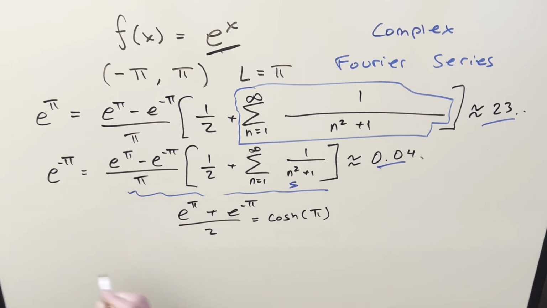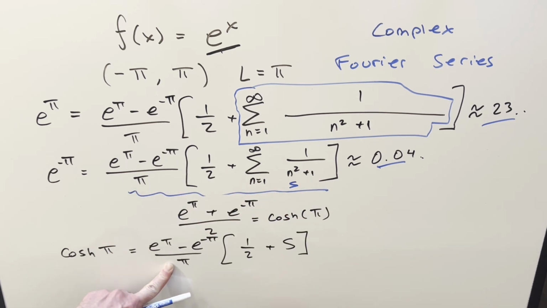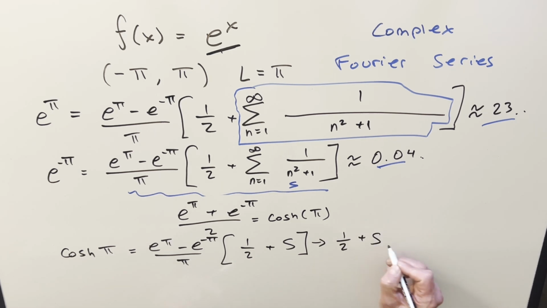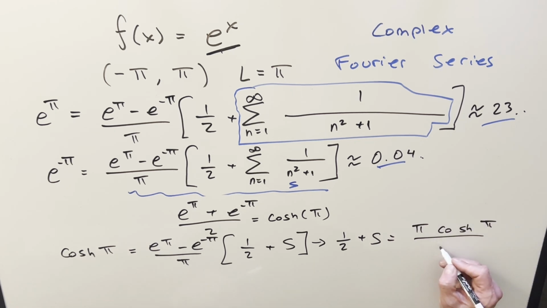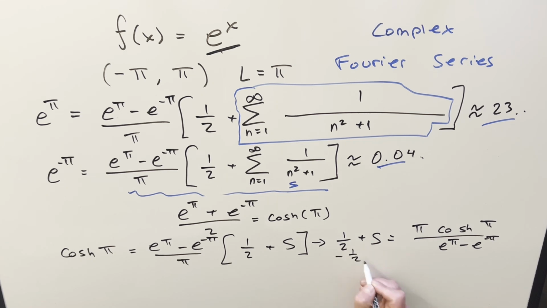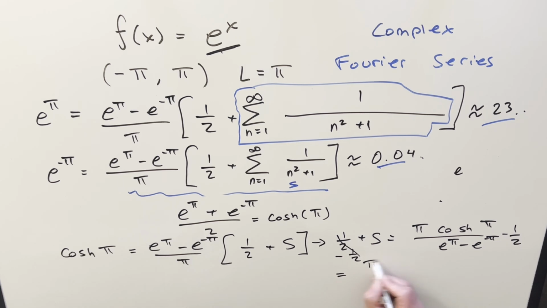So we can use this to set up an equation. We can say that cosh of pi is going to equal all this. If I just multiply the reciprocal of this thing on both sides of the equation, what we're going to have is 1/2 plus s equals pi cosh of pi over this thing. But then I can just subtract off 1/2 in order to isolate our sum. This goes away, we've isolated our sum, but I can clean this up a little bit because cosh is going to be this thing. I can take the 2 out and we can write this as the final solution: pi over 2 hyperbolic cotangent of pi, minus 1/2, and that's it.